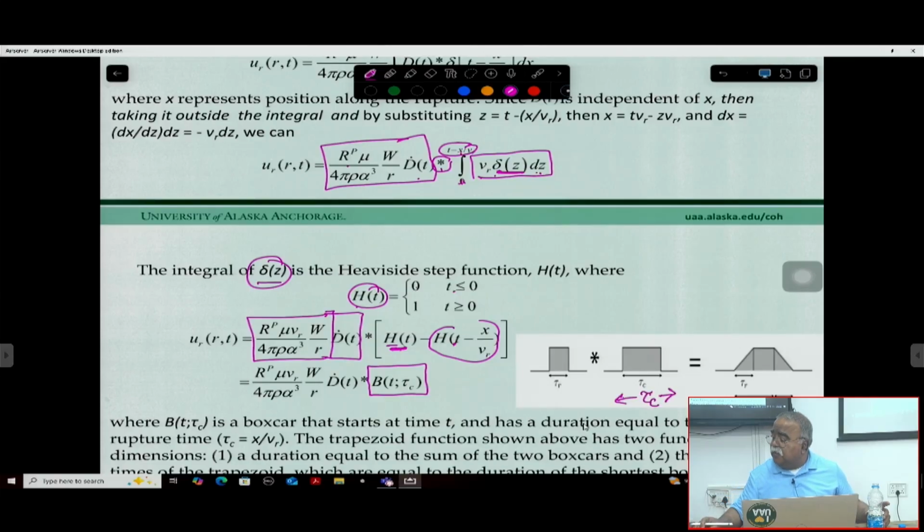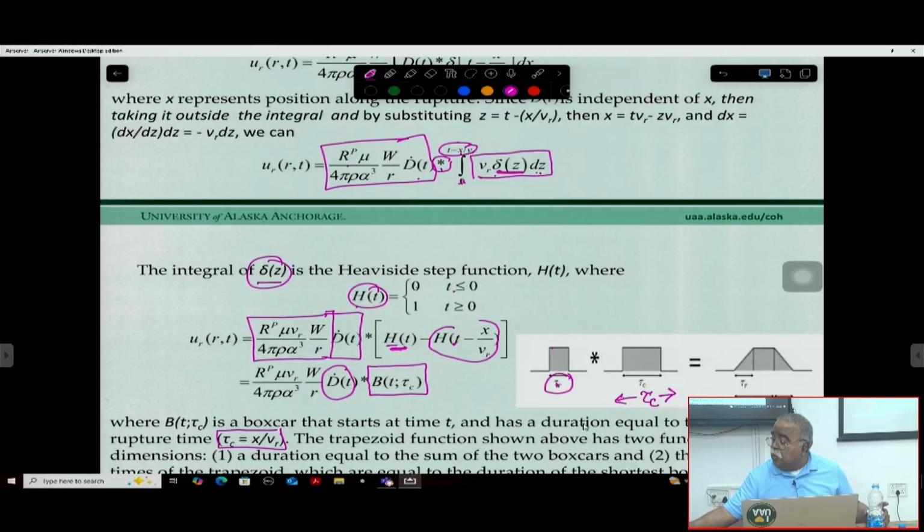Right, so that will be a tau c. So this tau c equals t into x minus vr. So that is equal to your rupture time. Right, so you are basically doing two things. One is a box function, which is your rise time. This part is your rise time part, right?